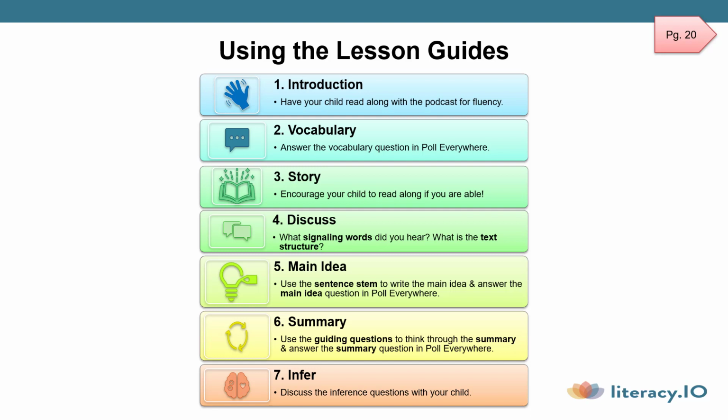What signaling words did you hear? What was the text structure? Next, you'll write the main idea using the sentence stem and answer a main idea question in Poll Everywhere. Then you'll have a summary. Use the guiding questions to think through the summary and answer the question in Poll Everywhere. And finally, it'll be time to infer. Discuss the inference questions with your child.